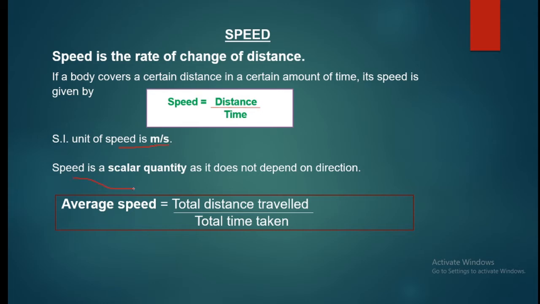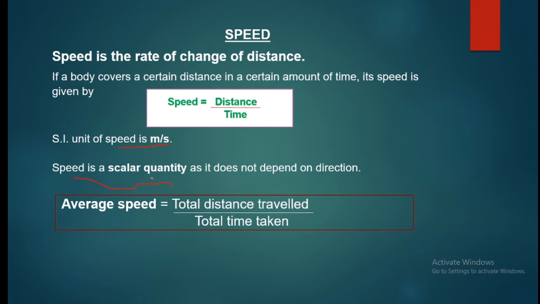And speed is a scalar quantity. Why is it a scalar quantity? As it does not depend on any kind of direction. Let's see with an example. For example, I'm saying I'm going in a car with a speed of 60 kilometers per hour. Here in this example, I have not specified the direction in which I'm going. I've only specified that I'm going with a speed of 60 kilometers per hour. So I'm just saying my speed. That's why speed is a scalar quantity, because it does not depend on direction.